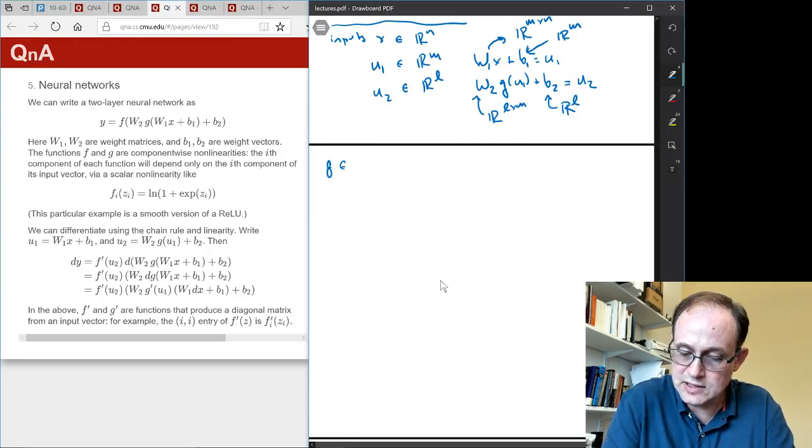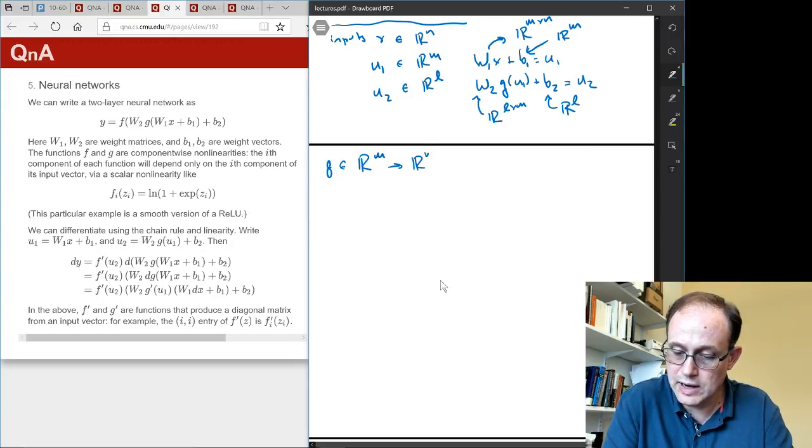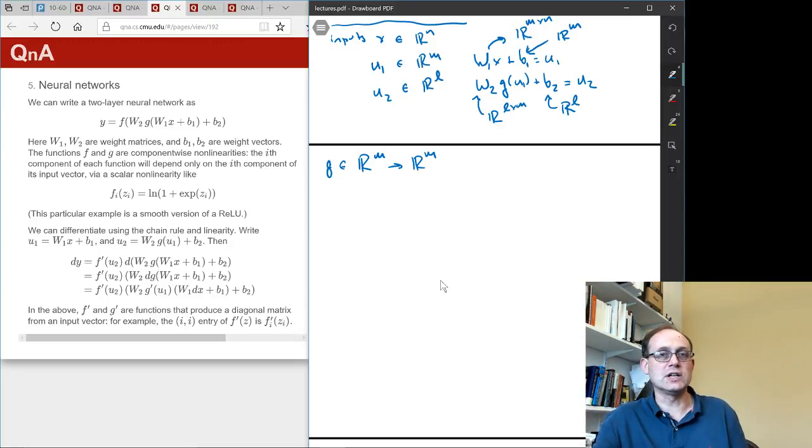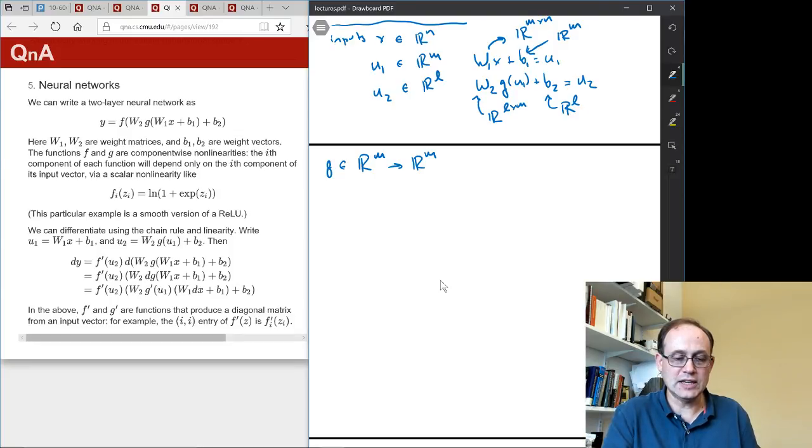G is a function that maps Rm to Rm, and it's going to be a diagonal or component-wise function, meaning that the ith component of the output of G depends only on the ith component, the same component, of the input of G. And so an example would be a function like this, right?